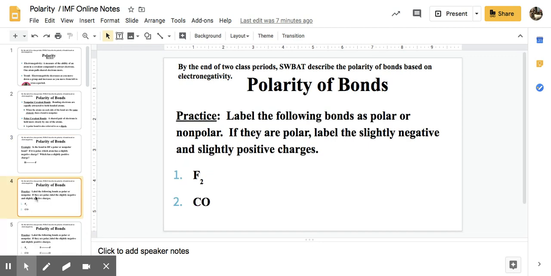So what I'd like you guys to do now is pause the video, take a minute to do this, decide if it's polar or non-polar, and if it's polar, label slight negative and slight positive based on the trends. Remember that the one that is more electronegative is going to get the slightly negative charge, and if it's less, it's going to be slightly positive.